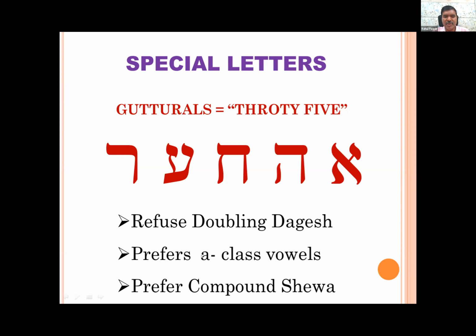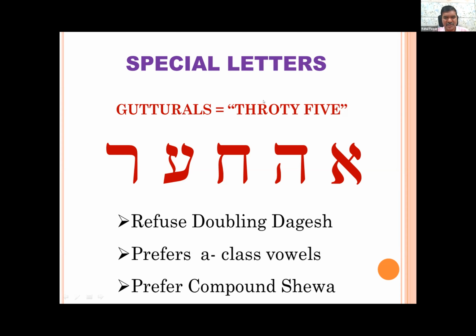The second property is that they prefer A-class vowels. Every time you find these guttural letters, they will prefer an A-class vowel. Which are the A-class vowels? Can anyone tell me? Patah, short vowel A; Kamets, long vowel A; and Kamets He, further long vowel A. These three A-class vowels the gutturals will always prefer, instead of E, I, O, or U class vowels.